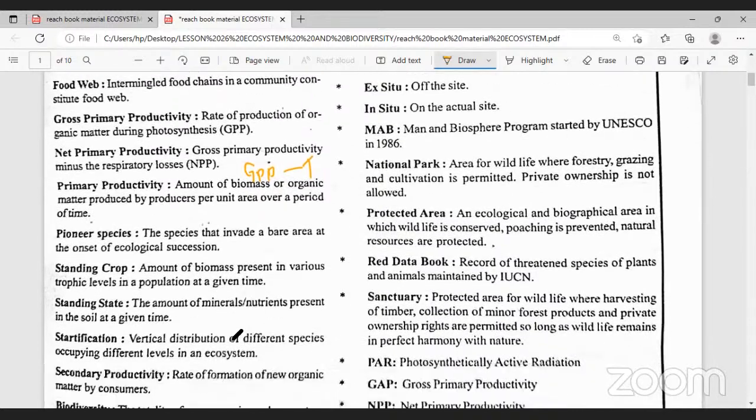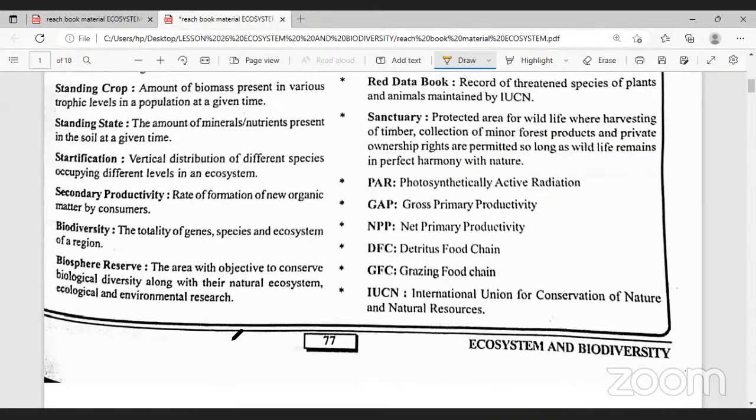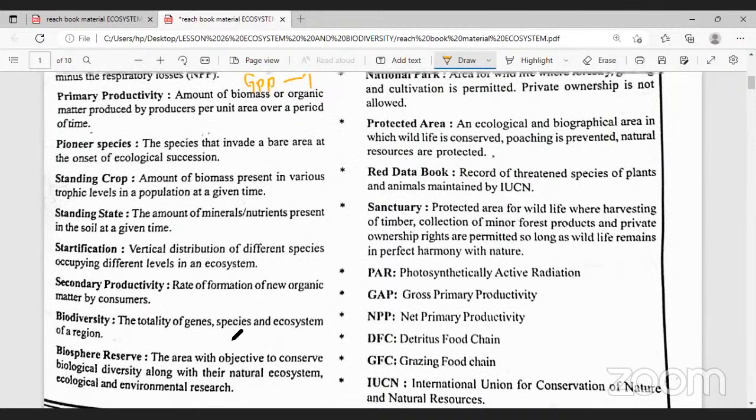Okay, and then the next one is standing crop. What is the meaning of standing crop? The amount of biomass present in the various trophic levels in a population at a given time is called standing crop. The amount of biomass present in various trophic levels.